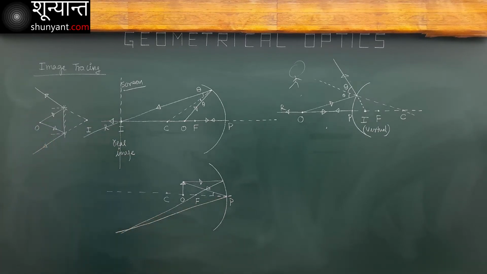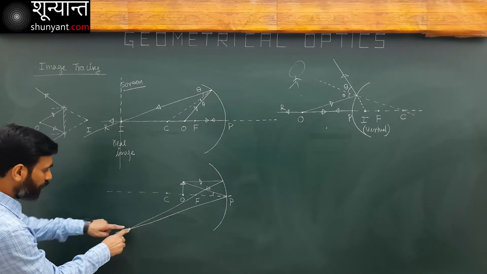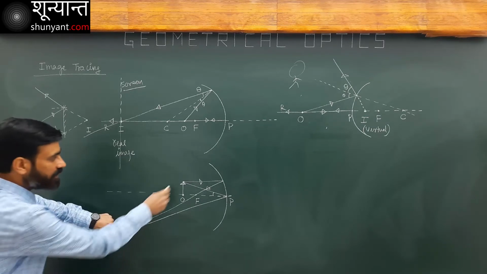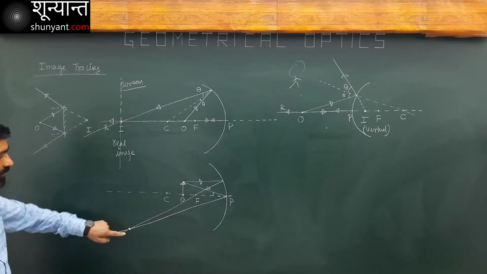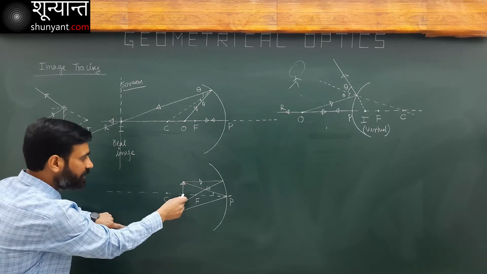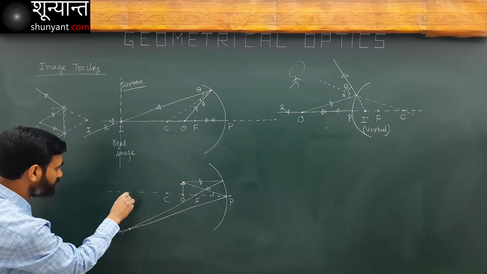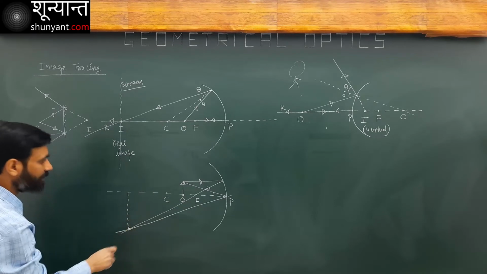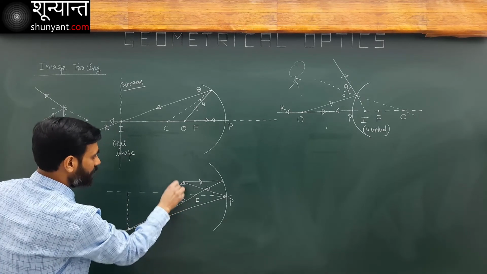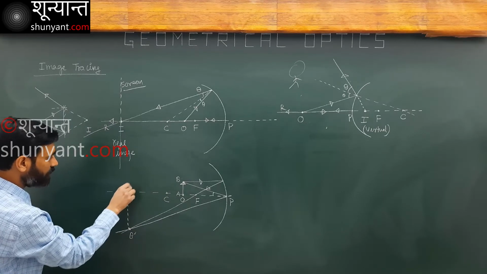Here, somewhere here. Okay. What is this? This point is image of this point here. This point is image of this point. What will be image of this point? Directly below it on the principal axis. If this is A and B, then this is going to be B dash and this is going to be A dash.